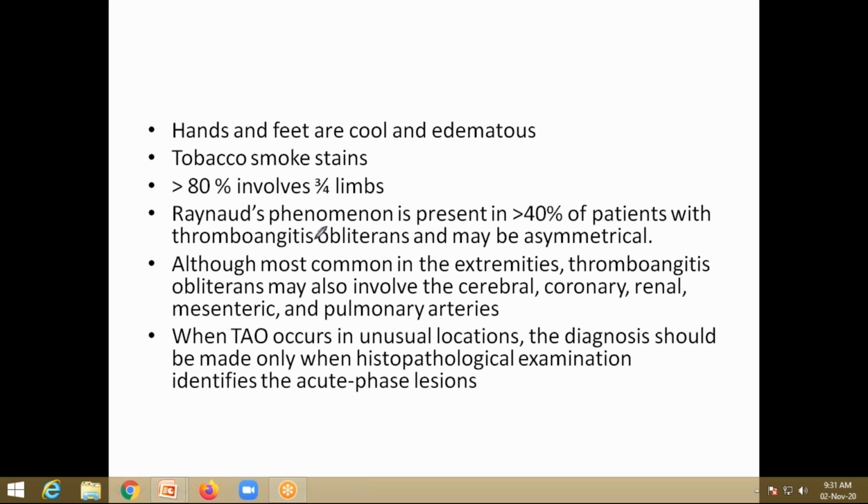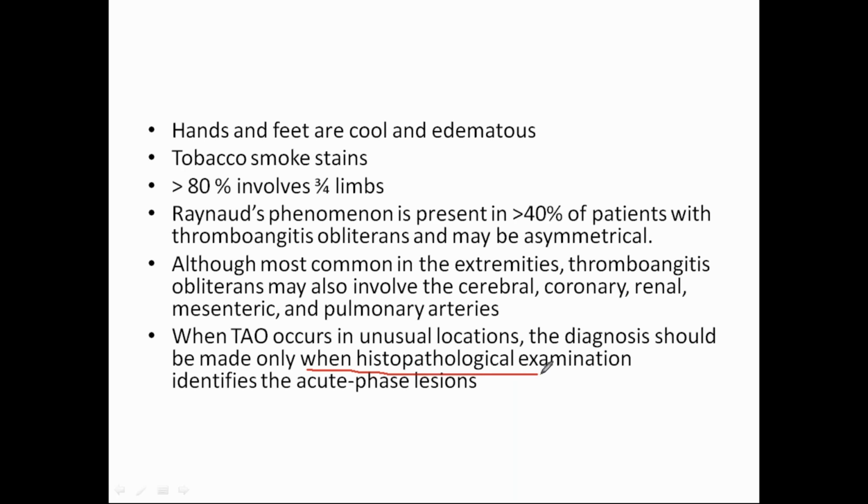Most common in extremities, but as I said in the beginning, it can affect any part of the body: cerebral, coronary, renal, mesenteric, pulmonary arteries, and everything. Depending upon the part involved, it will give the signs and symptoms. So you have to ask all the signs and symptoms in the history itself. And the diagnosis is made only when histopathological examination identifies the lesion.